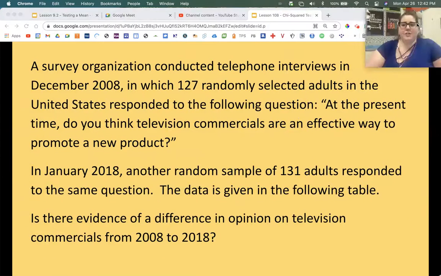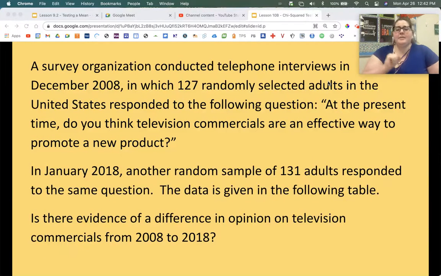A survey organization conducted telephone interviews in December 2008 in which 127 randomly selected adults in the US responded to the following question: at the present time, do you think television commercials are an effective way to promote a new product? In January 2018, another sample of 131 adults responded to the same question. The data is given in the table. Is there evidence of a difference in opinion on television commercials?